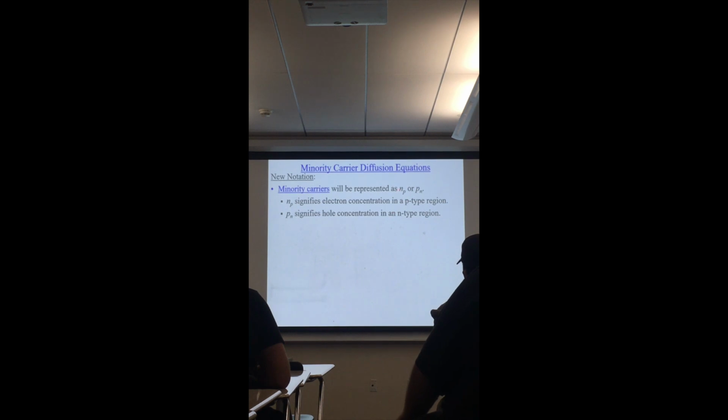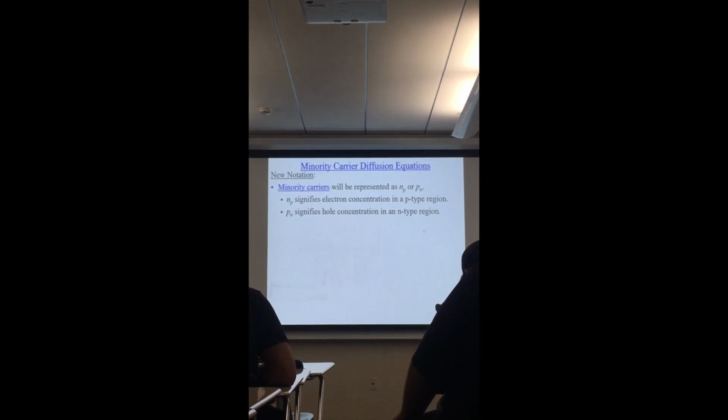So here this n sub p or p sub n represents minority carrier concentration. Right? So for majority carrier, what are majority carriers? Majority carriers are basically electrons in the n-type region, or holes in the p-type region, right. So then these carrier concentrations can be presented as n sub n or p sub p, right. So these are the majority carrier concentrations. Okay.